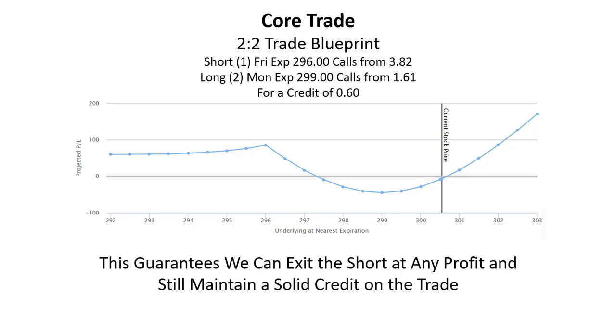And so here's the 1-2 at a 60 credit. All right, you'll notice it is very similar. You've got the dead zone. It's very similar to the 3-2.